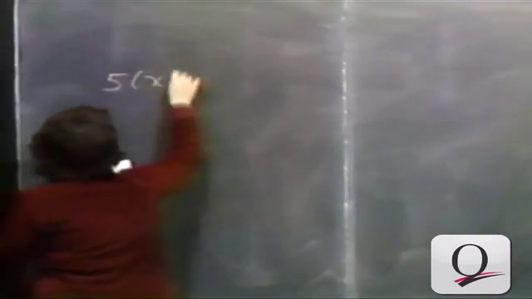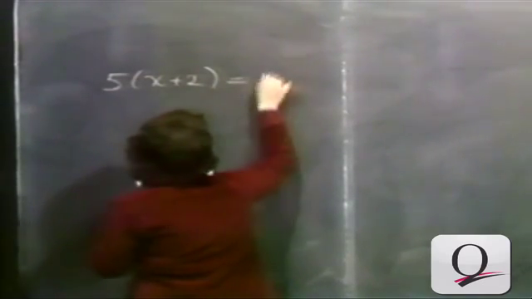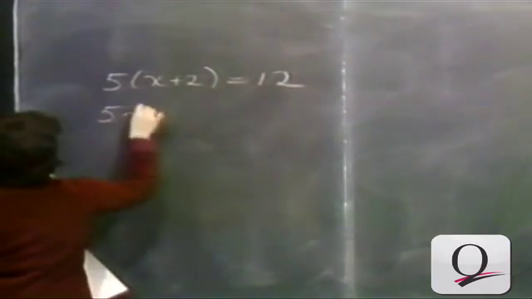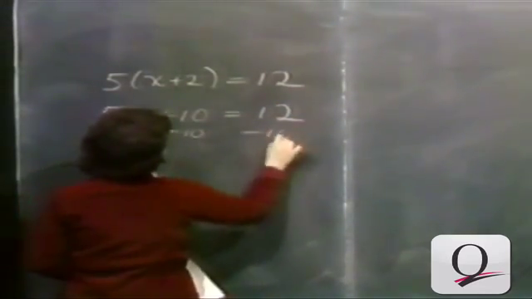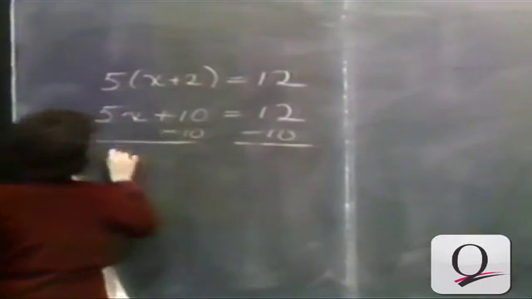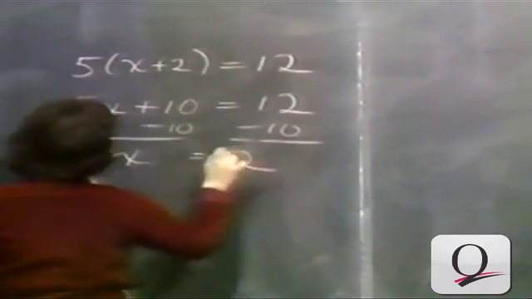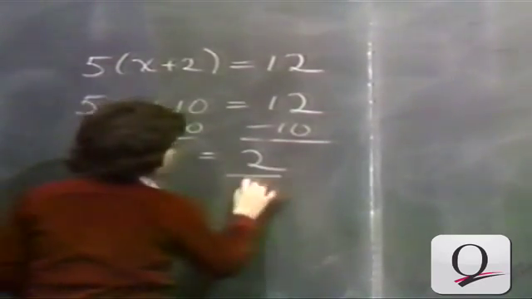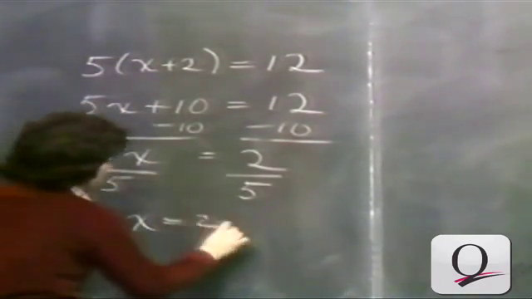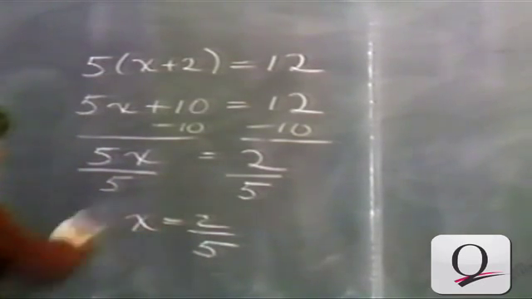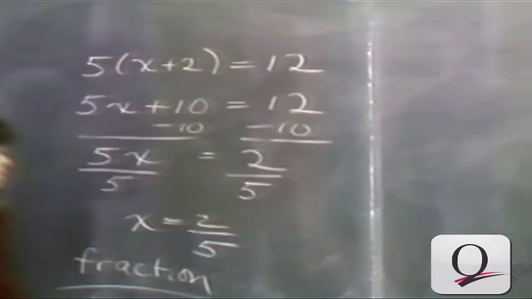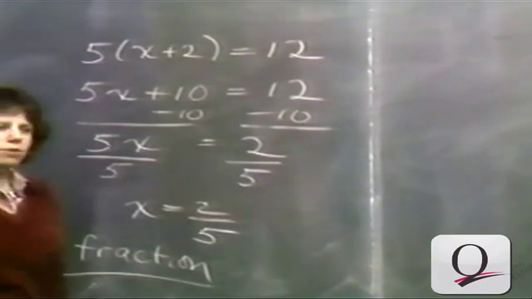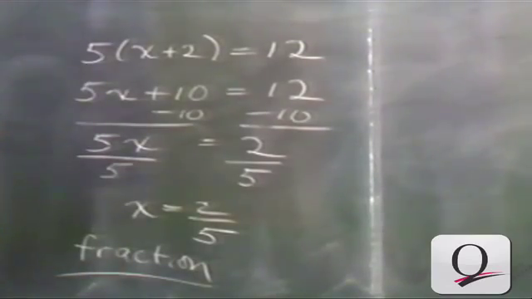Okay, let's solve the following equation. 5 times (x plus 2) equals 12. 5x plus 10 equals 12. We subtract 10 from both sides, giving us 5x equals 2. Then we divide both sides by 5, giving x equals 2/5. Once again, the answer to our problem is a fraction. So it certainly seems that the integers will not be enough. We will have to include fractions in our work.